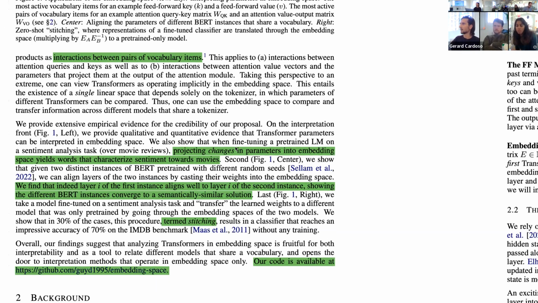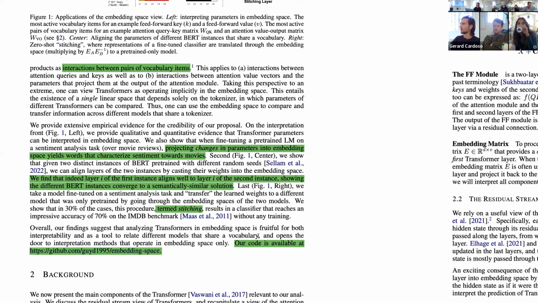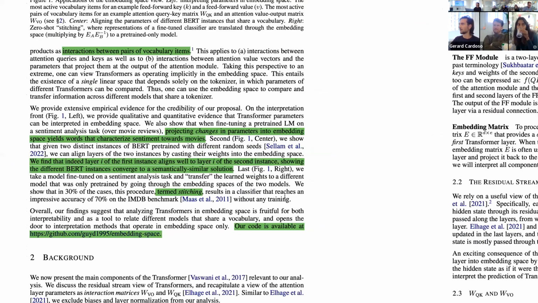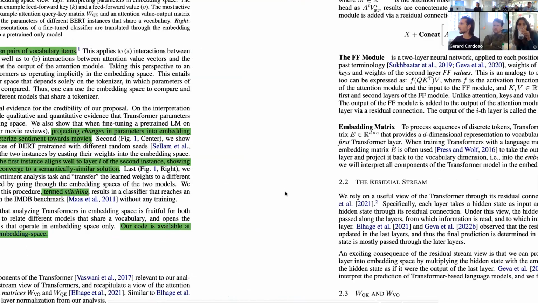And then we'll also look at stitching. The code is also available if you want to play around with it. I haven't had a chance to play around with it.